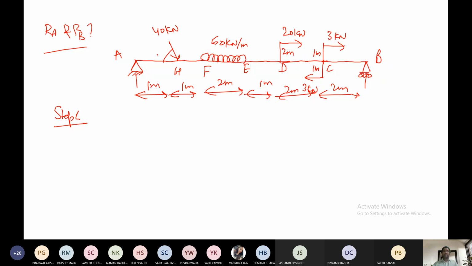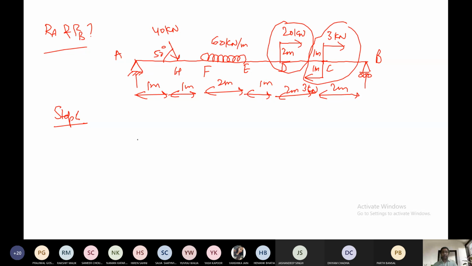Let us say this angle is 50 degrees. I will explain only these two parts, okay? The rest you can do. You know it very well how to resolve a UDL into a point load, don't you? I have already explained in previous classes how to resolve a UDL into a point load. So I will explain only this part and this part, how you have to solve them, okay?